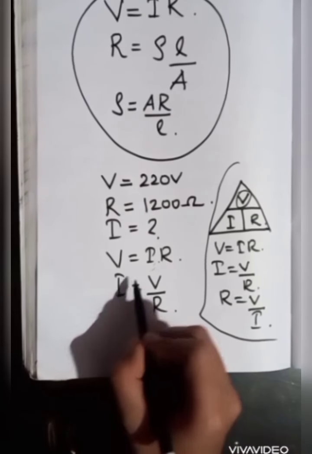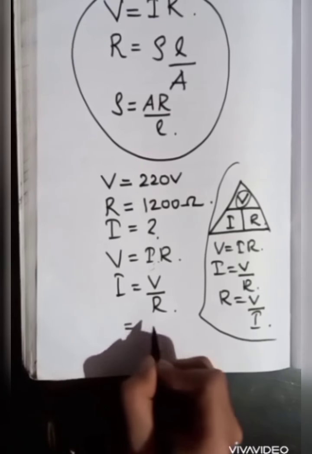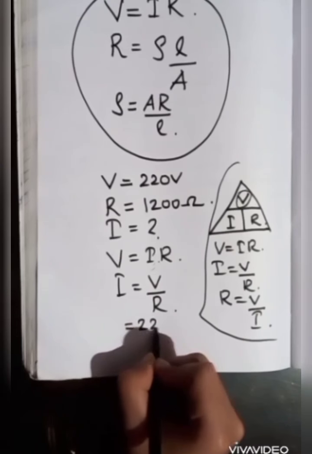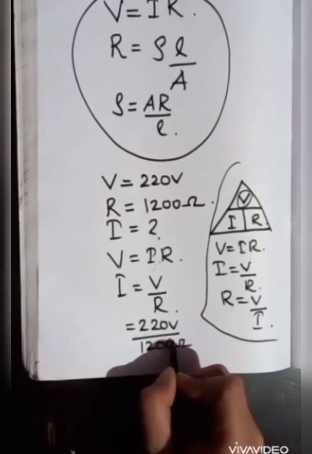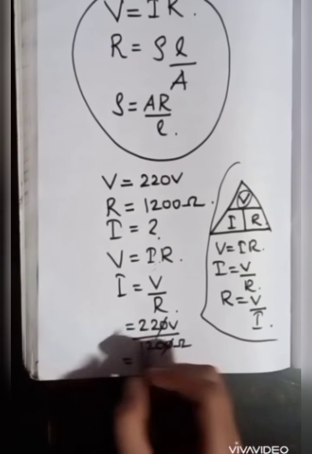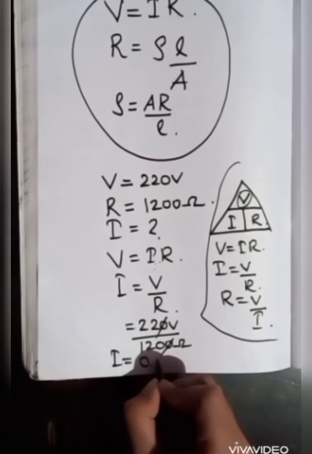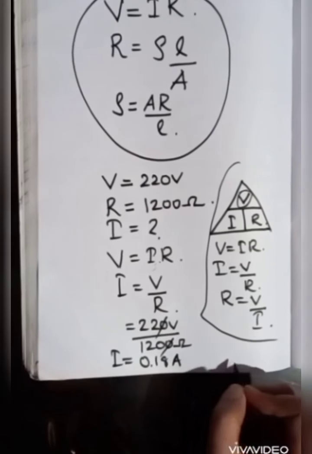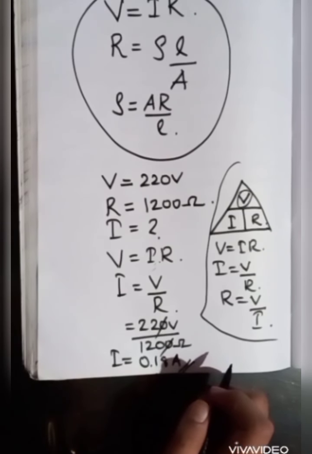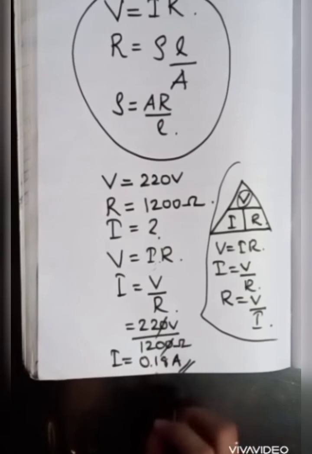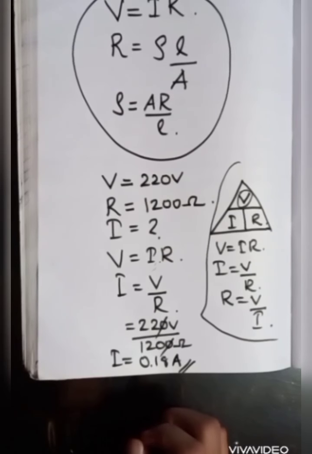Here we get three forms of the equation. We need the equation for electric current, that is I is equal to V by R. Then V here is given as 220 volt, divided by 1200 ohm. Here we get the answer: the electric current is equal to 0.18 ampere. Here the unit is very important. You have to write the unit of each quantity. It is very important. So here the electric current is 0.18 ampere. This is a direct question.